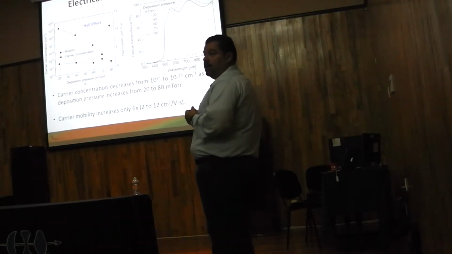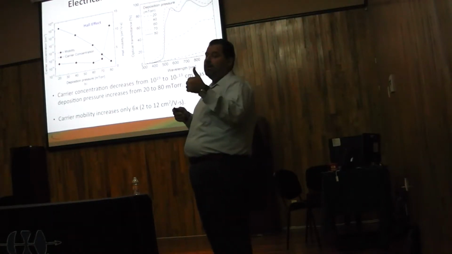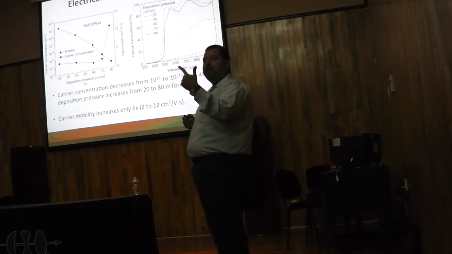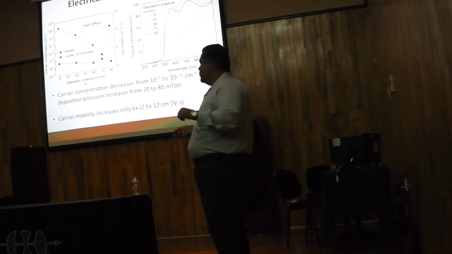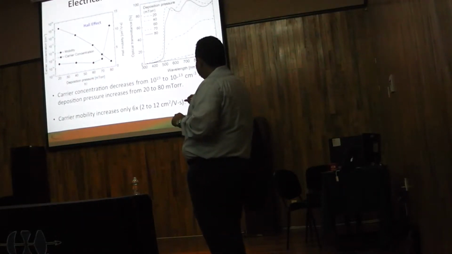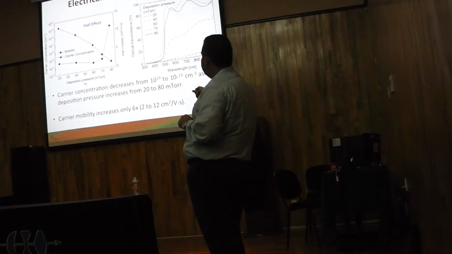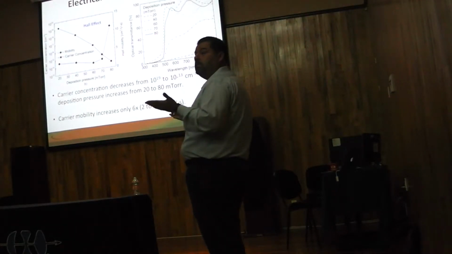Then we go into electrical characterization. Remember that the conductivity of any material is given by the carrier concentration and the carrier mobility. Basically, how many carriers you have and how fast they move. Those two we measure by Hall as a function of the deposition pressure. The carrier mobility goes up from about 2 or 3 to about 10, but the carrier concentration actually drops more and more as we increase the deposition pressure.